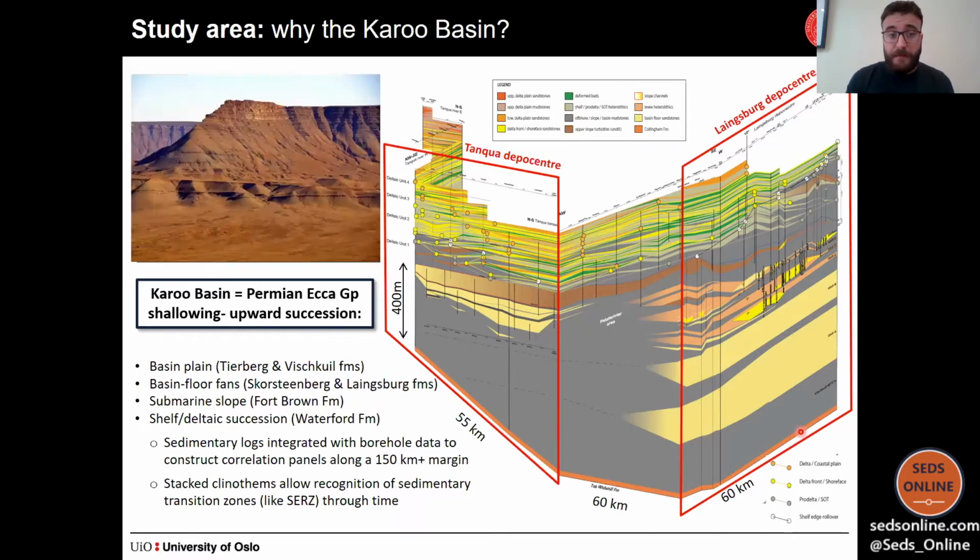So this is how the rocks look in the field. This is the Gatsberg outcrop, which is located in the northern part of the Tanqua Depocentre. And here you have about 500 meters of stratigraphy. You can see how well exposed the rocks are. Basin floor deposits at the bottom, slope deposits in the middle part, and shelf deposits at the top. So this is an amazing place to work because exposure is fantastic. And of course, South Africa is a fantastic place to work.